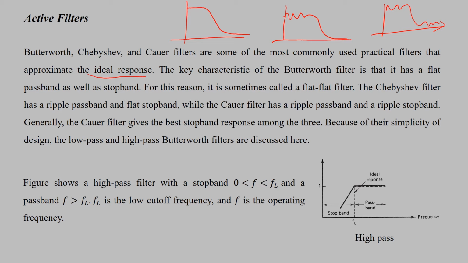The low pass and high pass Butterworth filters are discussed here. It's easier to design Butterworth filters. So this figure shows the high pass filter with a stop band from 0 to FL and pass band F greater than FL, where FL is the low cutoff frequency for this high pass filter and F is the operating frequency.